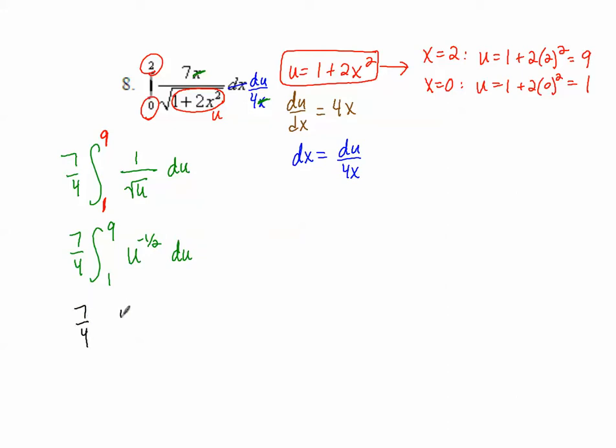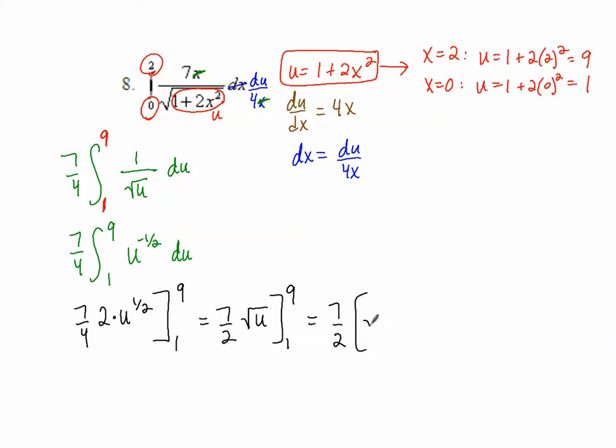7/4 on the outside, add 1 to the exponent, divide by 1/2, or better yet, multiply by 2. Put our brackets 1 to 9. Perhaps we simplify this a little bit first. So 2 goes into 4 2 times, so let's make this 7/2. Instead of u to the 1/2, think of it as square root of u. Now we'll plug in our limits. So 7/2, square root of 9 minus square root of 1.